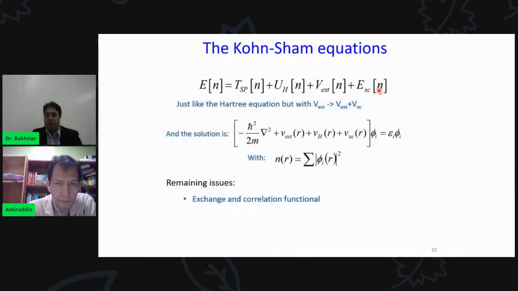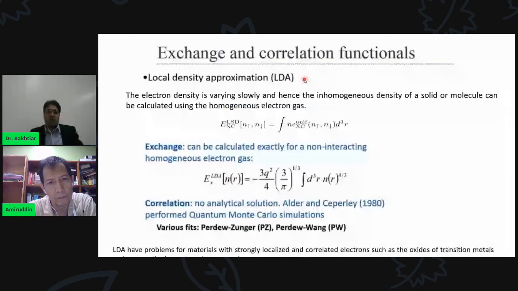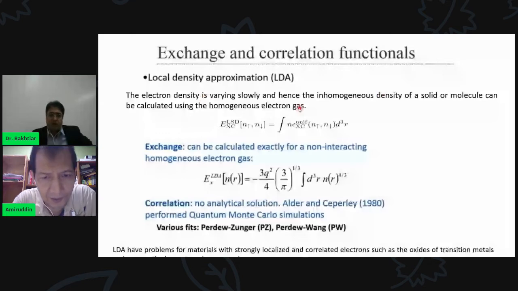So to solve this, several exchange correlation functionals have been presented, and the most popular one is the local density approximation, which assumes that the electron density is varying, and hence the inhomogeneous density of a solid or molecule can be calculated using the homogeneous electron gas.